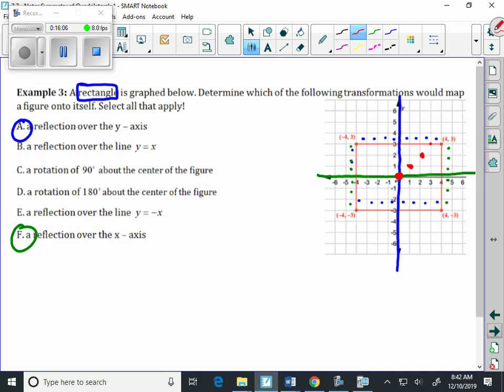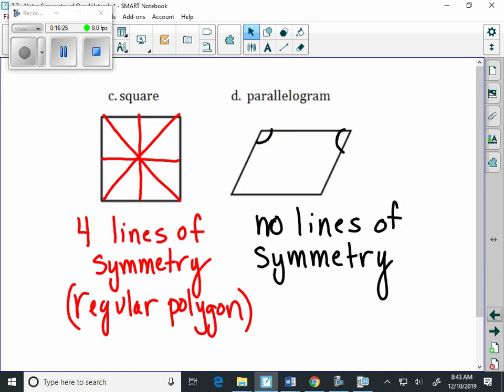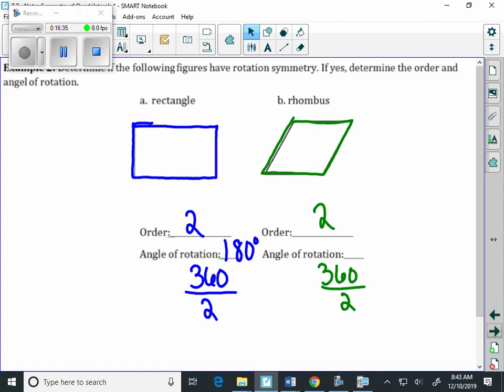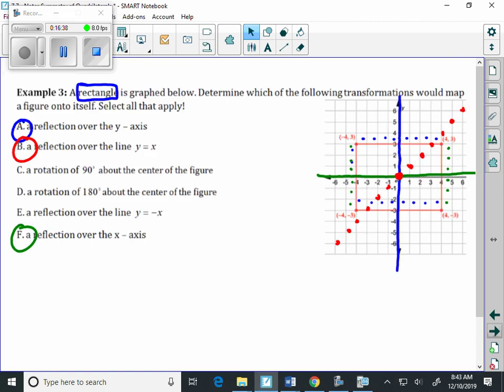Up 1 to the right 1, up 1 to the right 1. And as we draw this in, even before we finish, you can probably see that this is not a reflection over the line y equals x. If you go back to what we did originally on the lines of symmetry, we don't have diagonals in a rectangle. It wasn't symmetric over that line. So even if we did go through the corners of that rectangle, it still is not a reflection over the line y equals x.